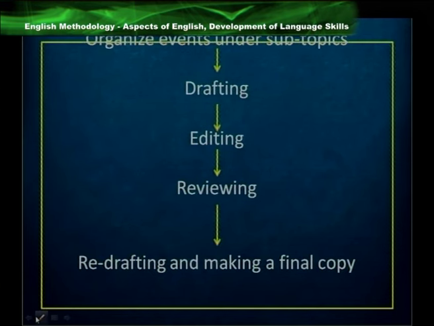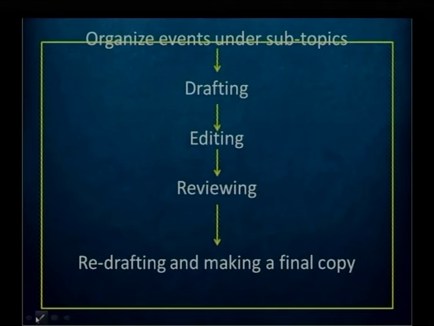After drafting, the next process is editing. For your related topic, you are going to collect a lot of information, but not all the information may be incorporated in your writing. So for that, based on what exactly you require, what the objectives are and what the topic is related to, you have to look into the area of editing. Once the editing is over, then you look into reviewing. After the reviewing process, you are redrafting and making a final copy. So this is the simple process.